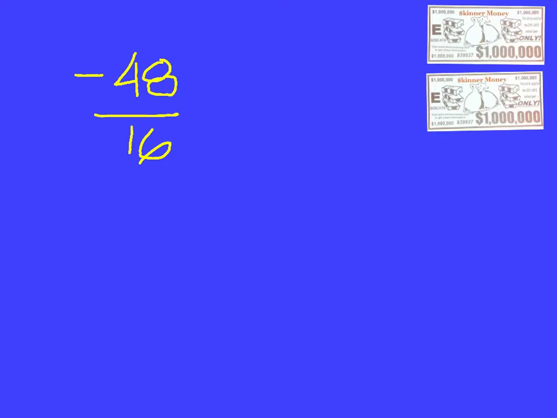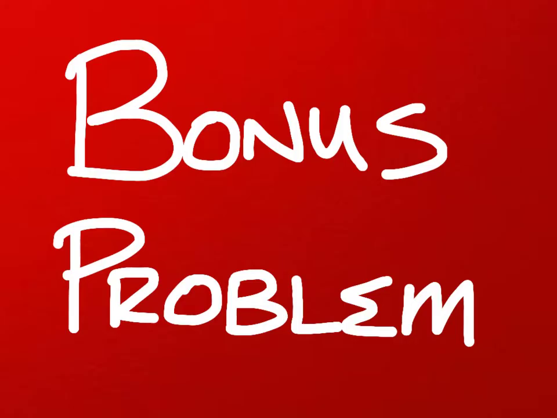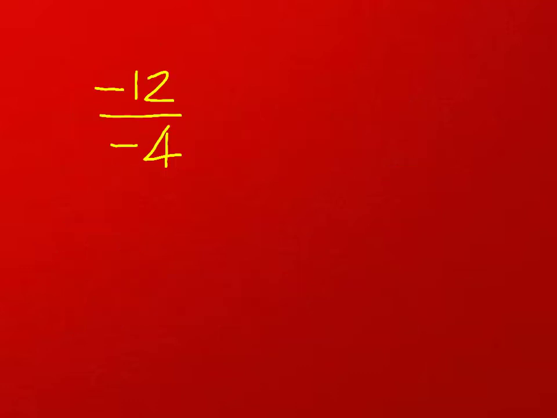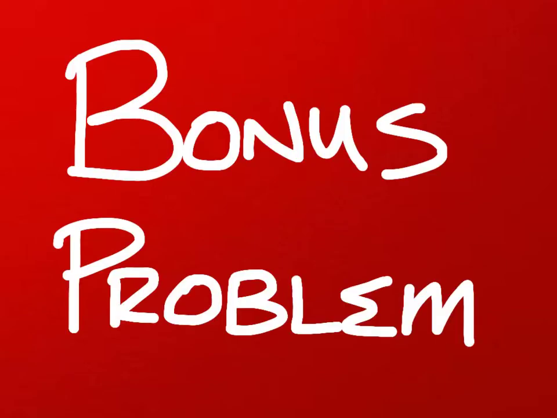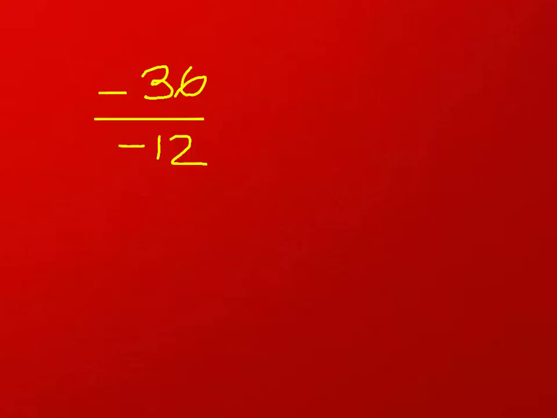Okay, so this is a -48 divided by a +16. That gives us a -3. Okay, remember a negative divided by a negative is going to be a positive, so that makes that +3. Okay, so this one is +3.